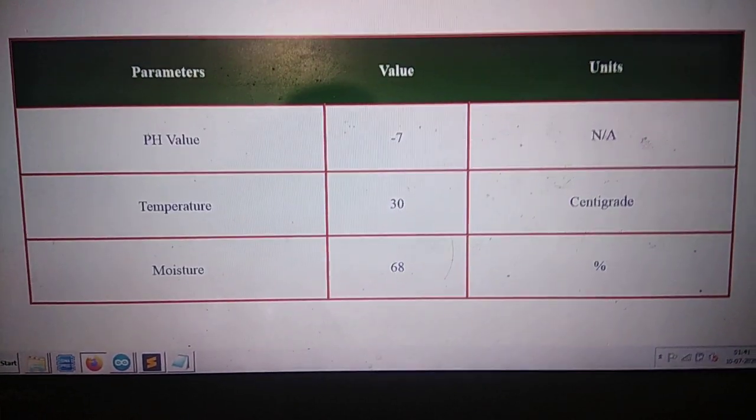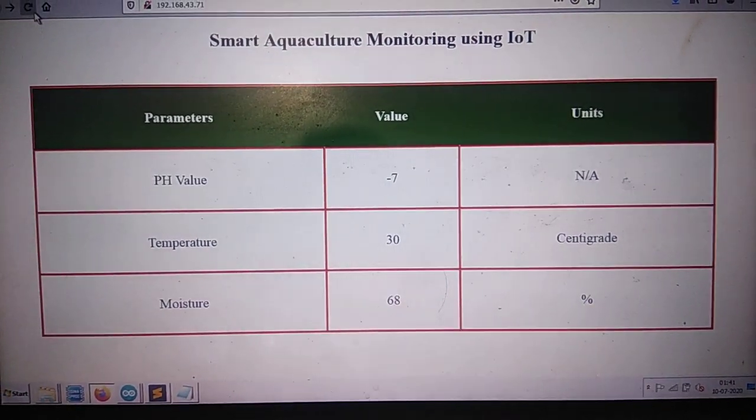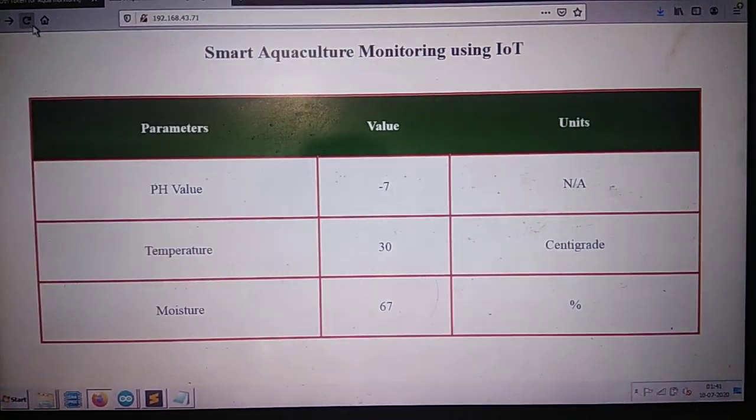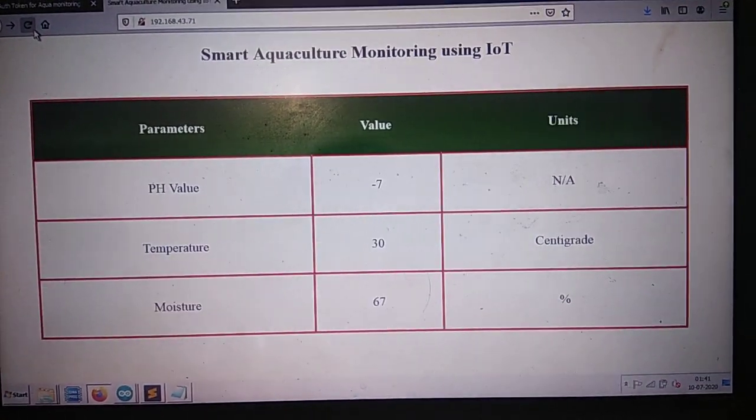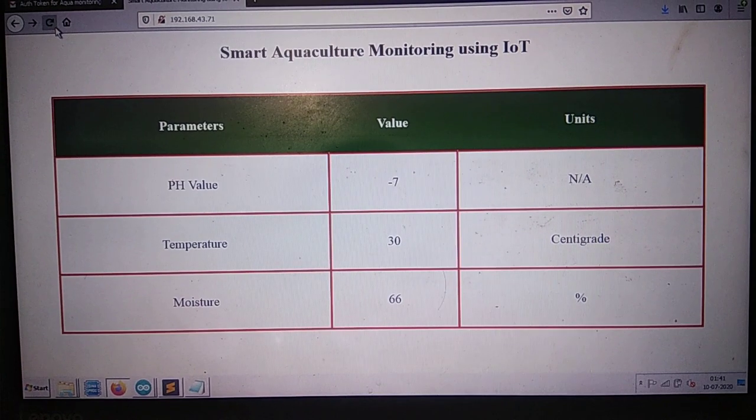In this way you can monitor the parameters of the water solution. It is very important in aqua agriculture projects or aquaponic projects.